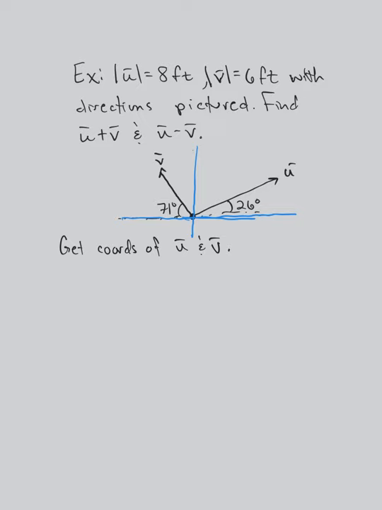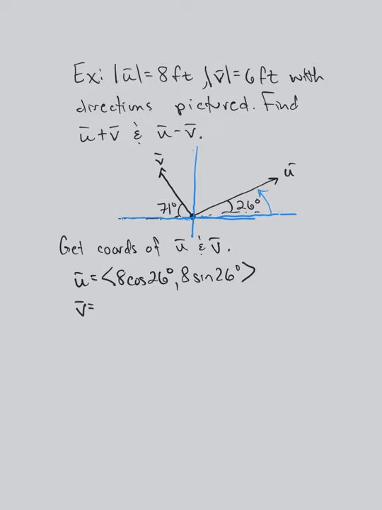Notice for u, its angle is drawn in standard position. It goes from the positive x-axis. For u, its length is 8, so I would say 8 cosine 26 degrees, and then 8 sine 26 degrees. And then for v, its angle's not in standard position. So we need the standard position angle.